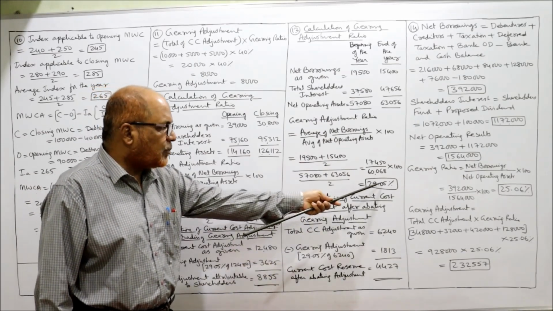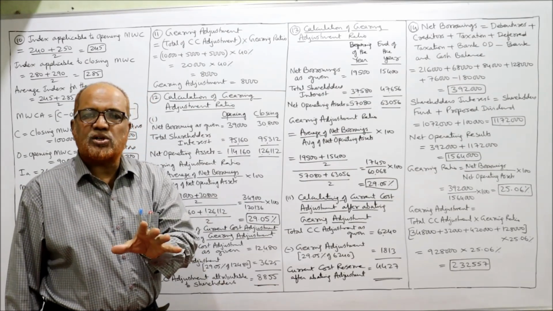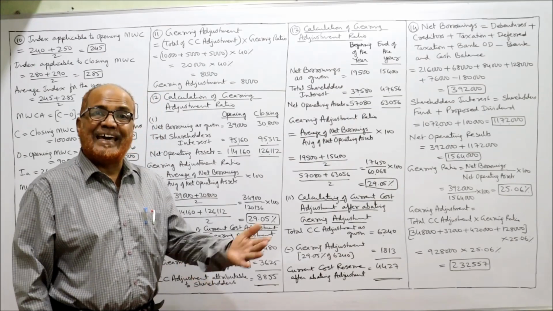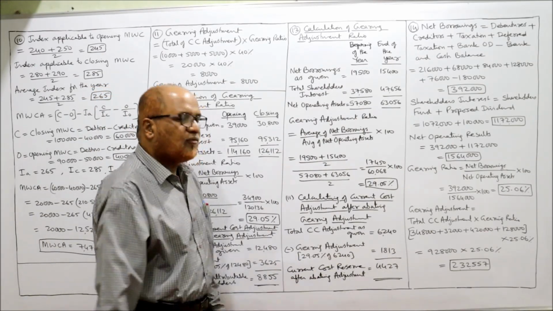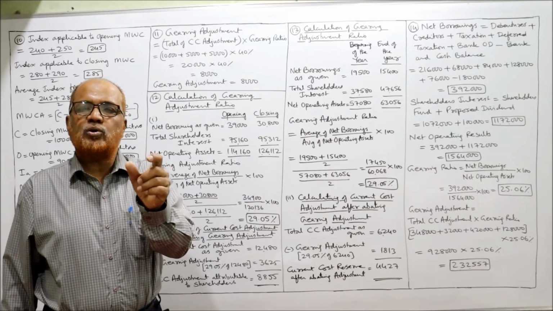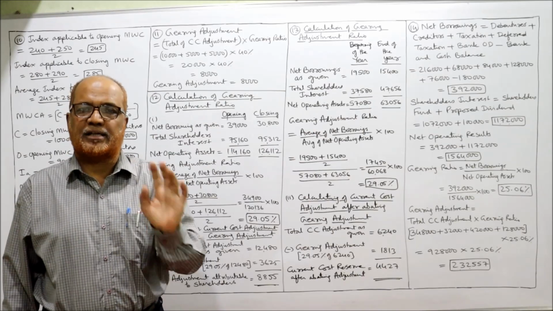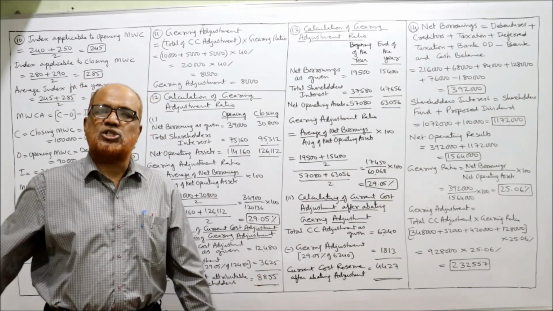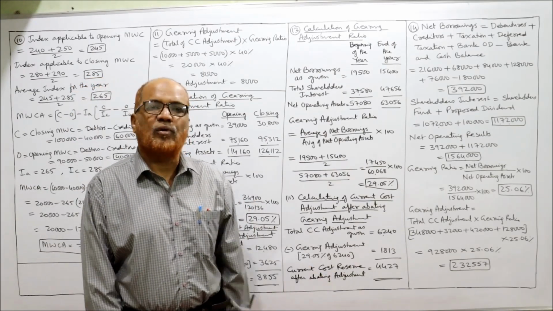So 29.05% of 6,240, the total current cost adjustment, is 29.05% relating to gearing. So 1813. Deduct 1813, 4427. So 4427 is the current cost adjustment relating to shareholders, or current cost reserve after abating gearing adjustment. This is the answer, 4427.